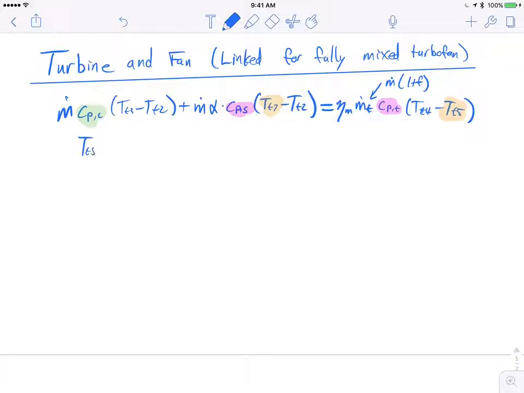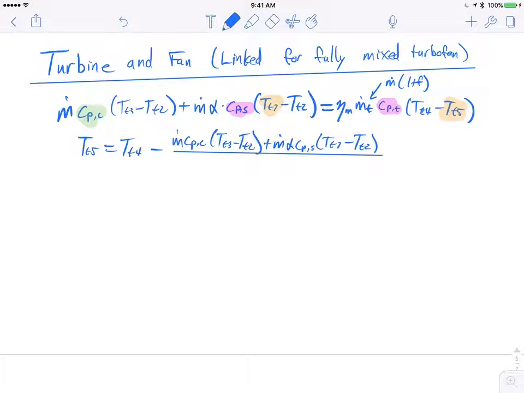To set that up, we'll solve for Tt5 and say that it can be calculated based on Tt4 minus the mass flow rate of the core times the compressor specific heat times Tt3 minus Tt2, plus m dot alpha Cpf times Tt7 minus Tt2, all of that over our denominator, which is going to be the mechanical efficiency, eta m, times the mass flow rate through the turbine times our specific heat through the turbine.